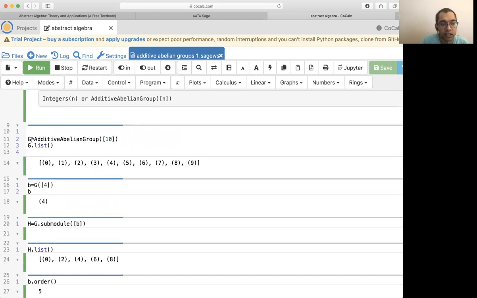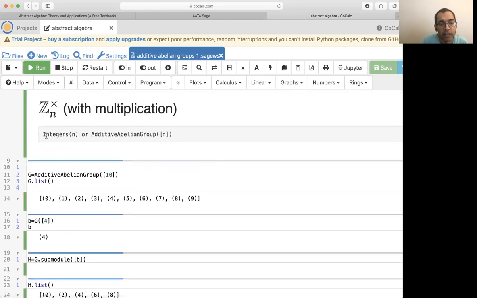Oh, I should say beforehand that there are two ways to go about doing this that I know of so far. One is using the command Integers followed by n, where n is a specific number like 10. Or you could use another function called AdditiveAbelianGroup. And here you need to put the n in square brackets. When we talk about more general additive abelian groups, we can put multiple numbers in the square brackets. And so that's why we need the square brackets here.